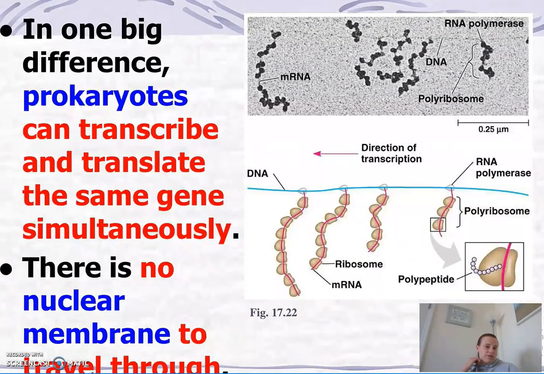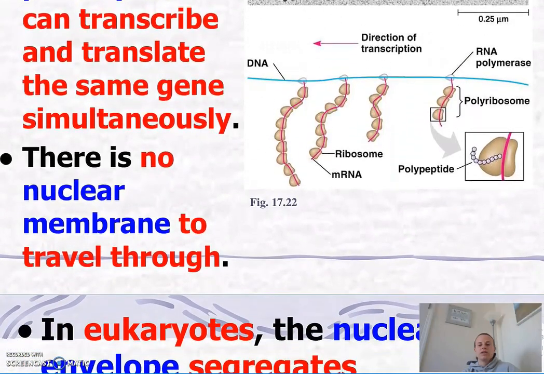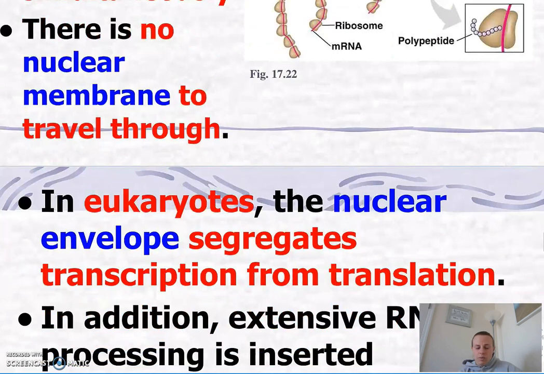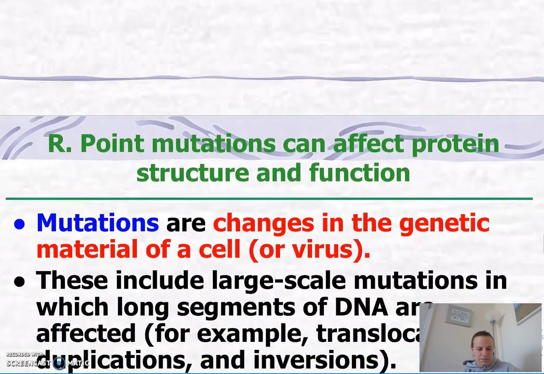A big difference is that prokaryotes can transcribe and translate the same gene simultaneously because prokaryotes have a nucleoid region. They don't have a nucleus with a nuclear pore that they have to travel through. So they can do transcription and translation of the same gene concurrently. Whereas in eukaryotes, we have a nuclear envelope that segregates or separates transcription from translation.